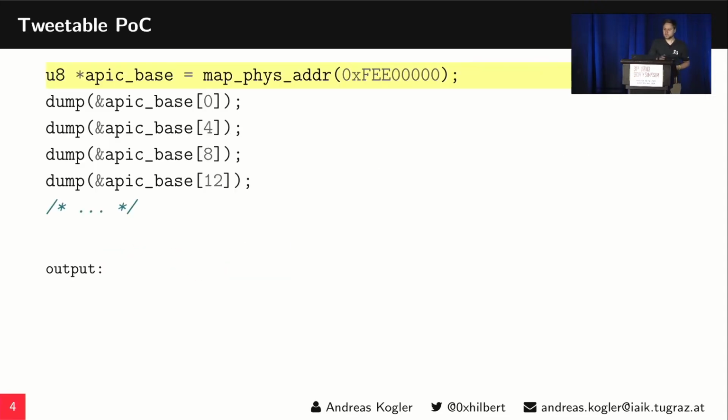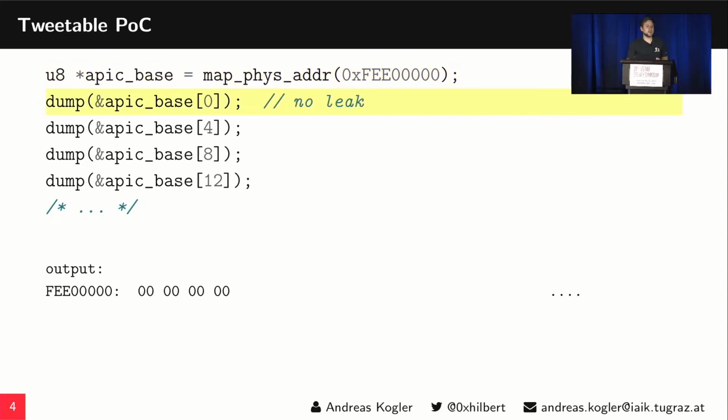We simply try it. Here is a POC where we map the physical address to a virtual address space, so we can actually read from it. Then we simply read from the APIC range. The first register is a defined APIC register, so we can see on the bottom here that we don't get back any meaningful value. That's a defined APIC value.